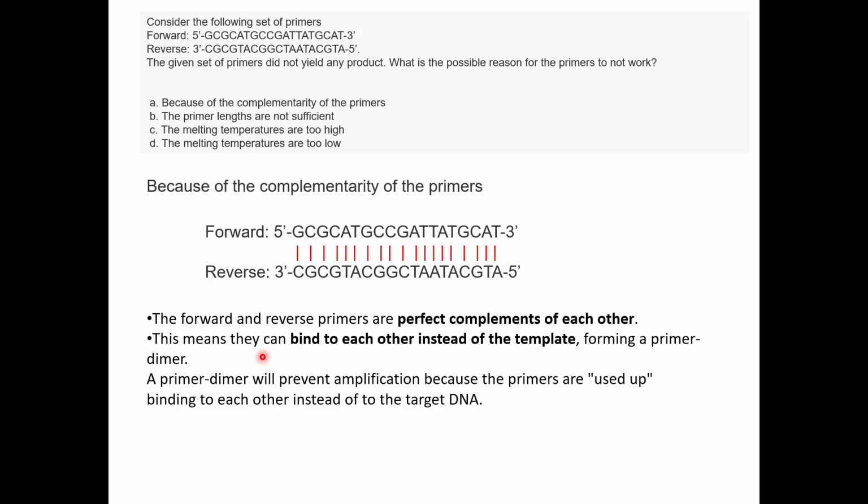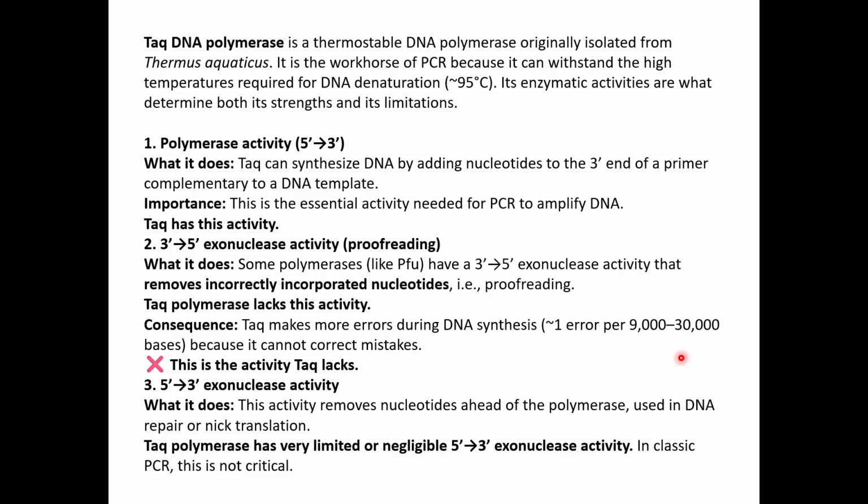So this is a major problem. We have to be sure that primer dimers are avoided so that we get our amplified product. Even if the primers are very correctly designed, if they are complementary to each other, we will not get any amplified product. A primer dimer will prevent amplification because the primers are used up binding to each other instead of the target DNA. If the primer doesn't bind to the target DNA, there cannot be any synthesis of the amplicon, or any extension.